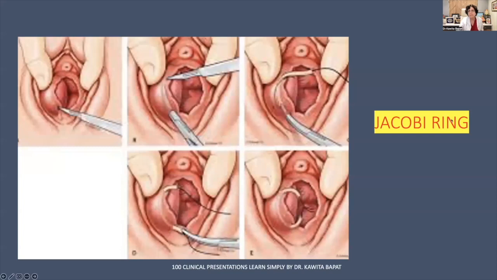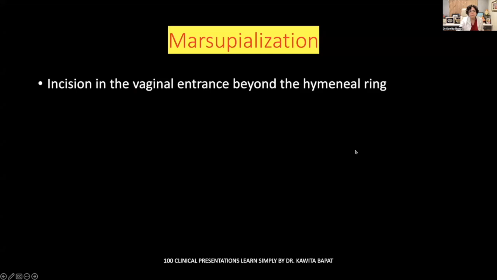So this is the Jacobi ring and how to put it. Just make the incision, drain it, and insert the ring like this and keep it there. Tie both the threads and keep that rubber portion inside so that there is epithelialization and it will be treated. The most important is marsupialization.